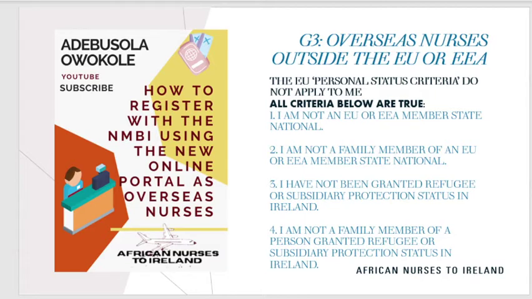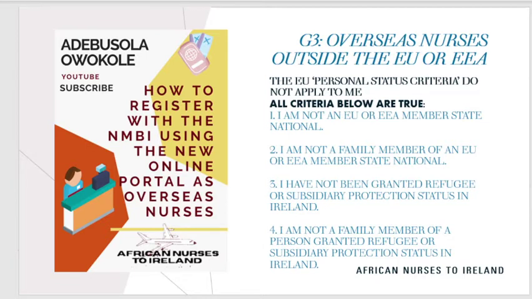Overseas nurses generally outside the European Union or EEA are classified as Group 3 applicants. The EU personal status criteria do not apply to me. So if you want to know if you are Group 3 or not, all the criteria listed below, the 4 criteria, shouldn't apply to you.